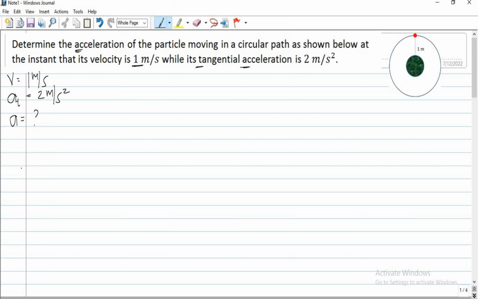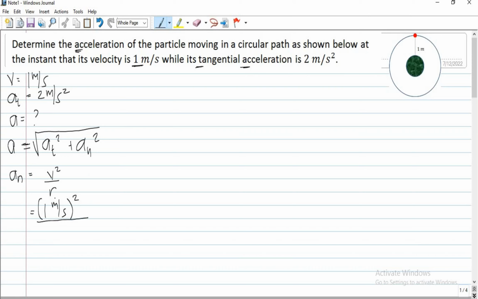Now, how can we solve for this acceleration? Sabi natin kanina, since yung mga given ay constant, we're going to use for the acceleration, that is equal to the square root of at squared plus an squared. Now, for this problem, given yung ating tangential acceleration, which is equal to 2. Ang an hindi given, but we know that normal acceleration is equal to v squared over r. Ang ating velocity ay given, that is 1 meter per second, squared over r.